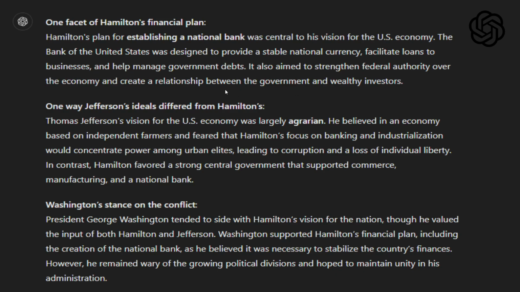So if you mentioned the relationship between government and wealthy investors, that's also important because this relates to Hamilton's belief in the trickle-down effect, where the government would favor wealthy investors who would in turn give money to the national government, and the wealthy investors would help the national bank and different businesses prosper, and eventually all that wealth at the top would trickle down to the masses because the economy would be prospering.